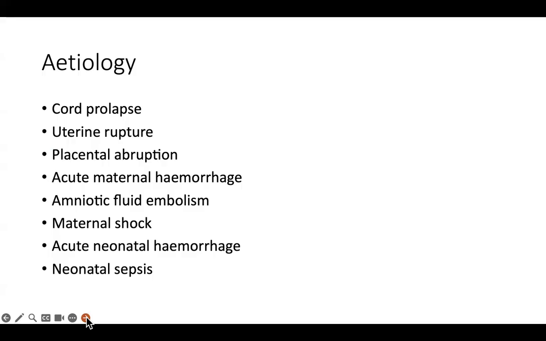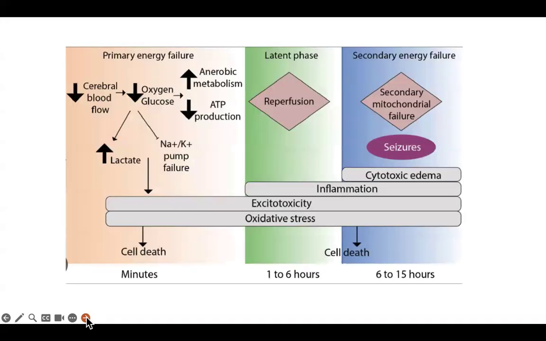Amniotic fluid embolism and maternal shock are conditions where the mother can go into hypotension and therefore this impairs the perfusion of the fetus. Acute neonatal hemorrhage, such as a feto-maternal hemorrhage. The best example is our placental abruption. Again, there is lack of blood flow into the fetal brain. And neonatal sepsis. All these conditions predispose babies to develop HIE.